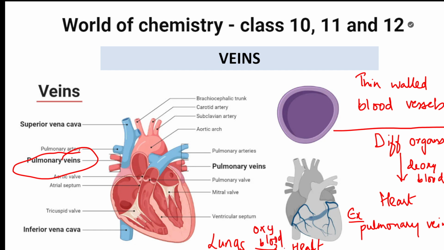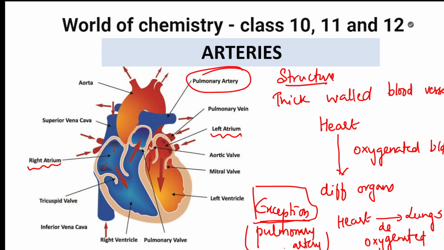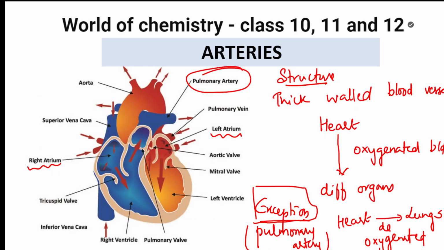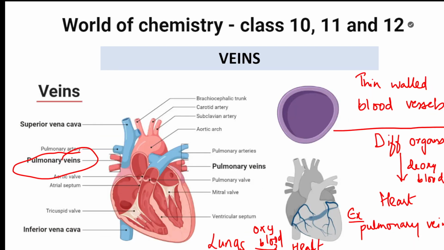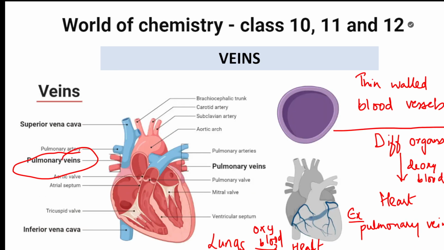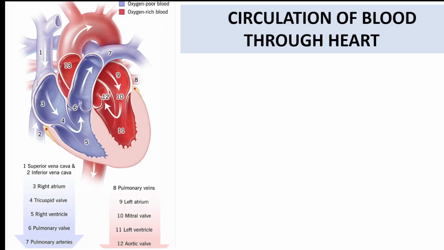Okay, see the difference, students? Here the difference is arteries are carrying from heart to different organs. Veins are carrying from different organs to heart. Arteries are carrying oxygenated blood. Veins are carrying deoxygenated blood. Exception, pulmonary artery is carrying from heart to lungs, but deoxygenated blood. Here, pulmonary vein is carrying from lungs to heart, but oxygenated blood. Is it easy? Easy. Yes, these are about the arteries and veins. Now, let us start about a concept that's nothing but circulation of blood through heart.